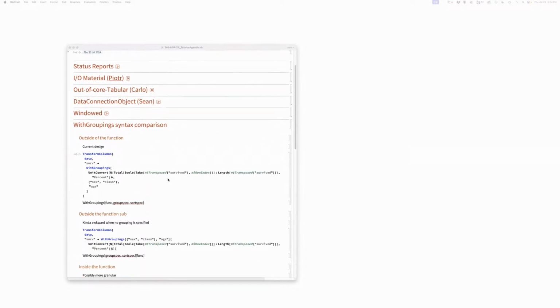So, what are we looking at here? On Monday, you floated around some possible syntaxes for window functions. I think the last name we were floating was with groupings. So I took a reasonably complex example and remade it in all the different syntaxes so that we can look at it and decide which one looks best.